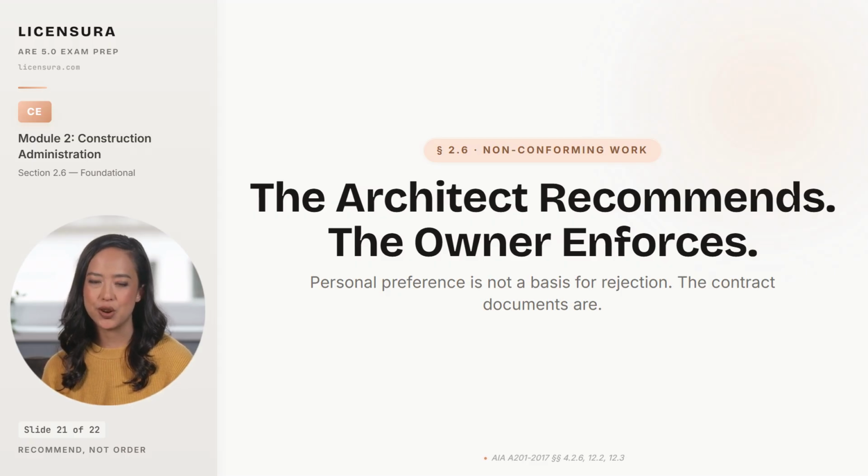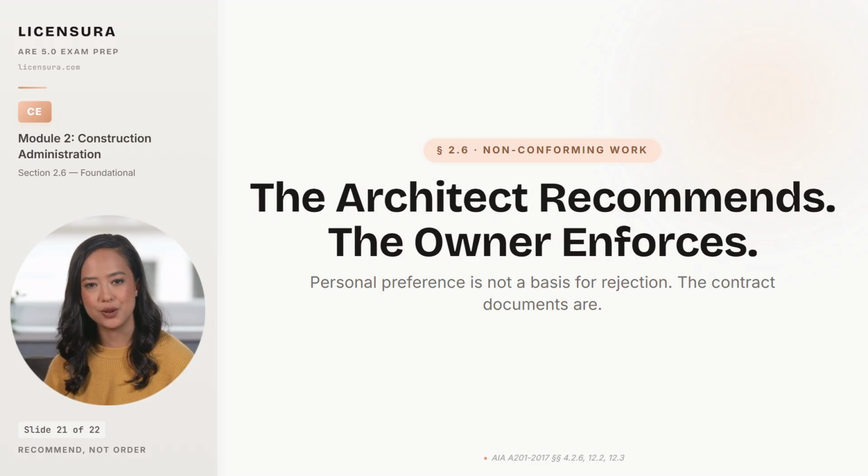The other half of the rule is the basis for rejection. The architect's authority to recommend rejection is limited to non-conformance with the contract documents. The architect cannot recommend rejection because the finish looks wrong to the architect's eye, or because a detail could have been built better, or because the architect would have specified differently. Personal preference is not a basis for rejection, and the architect who recommends rejection on personal preference grounds gets sued for tortious interference with the contractor's contract.